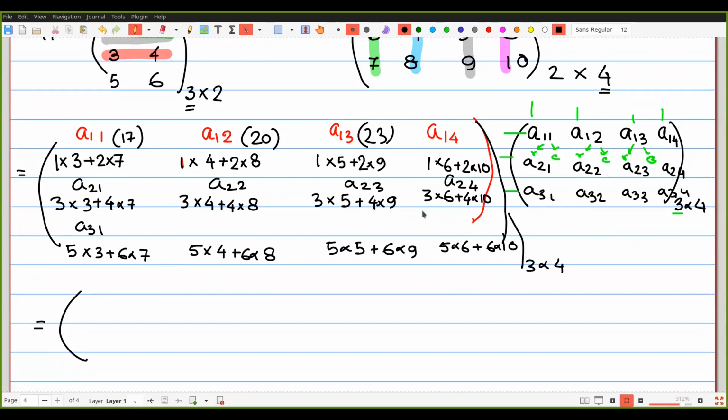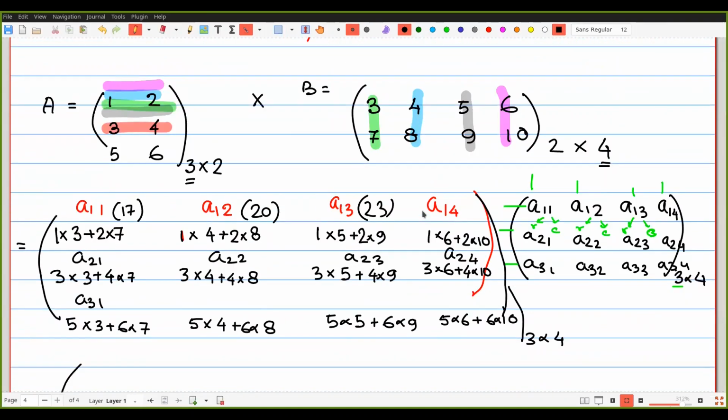Next one, the same thing. Same thing, we are now going with B cross A. The same matrices. Now what is going on here? Just an example: 3, 4, 5, 6, 7, 8, 9, 10.